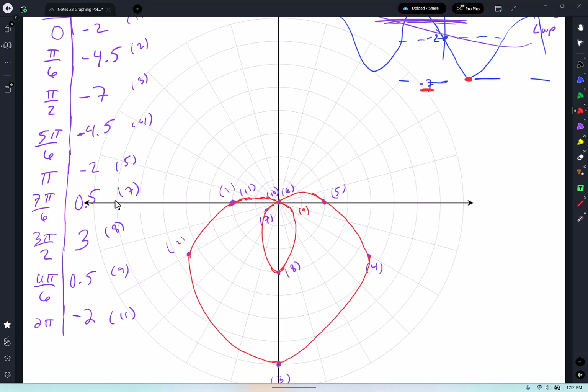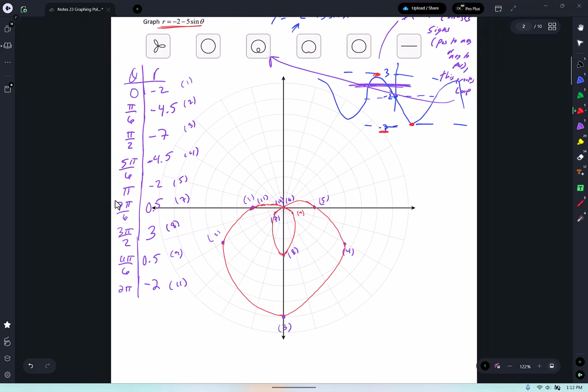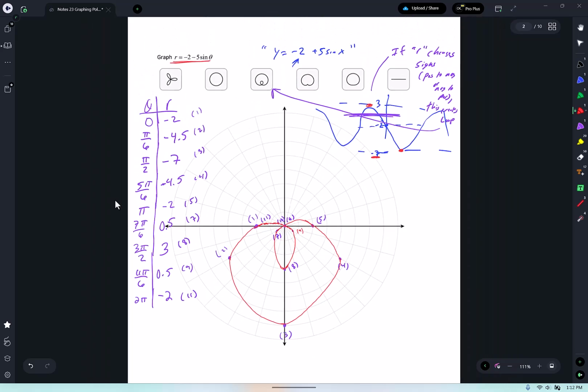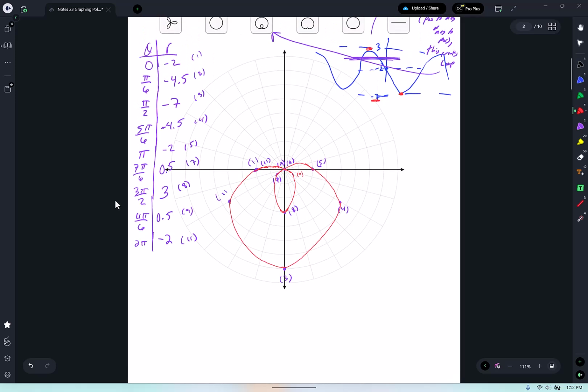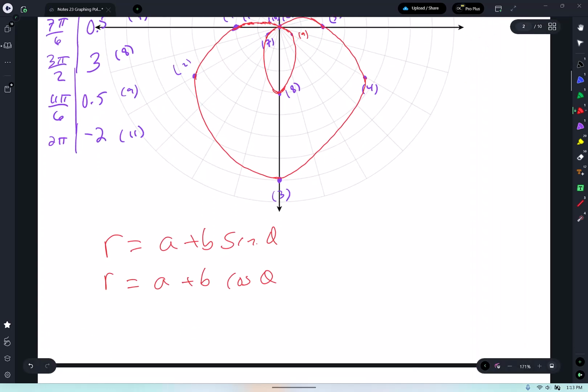Okay. So from now on, for this to happen, the only way this is going to happen, look, it's right here. If R changes what? Signs. I have to go from negative to positive or positive to negative. So how do these graphs look? It has to be like this. It has to be like R equals A plus B sine theta. And I'll write the other one. R equals A plus B cosine theta. Don't worry, guys. I'm going to talk about this.